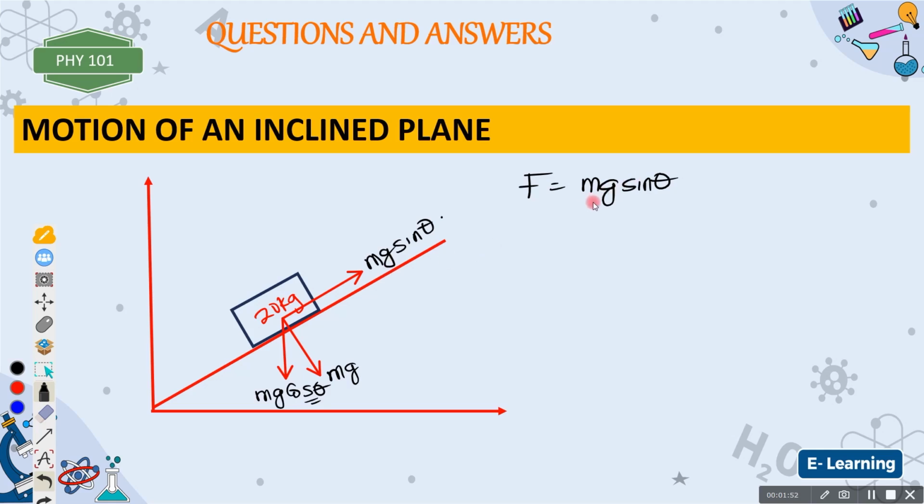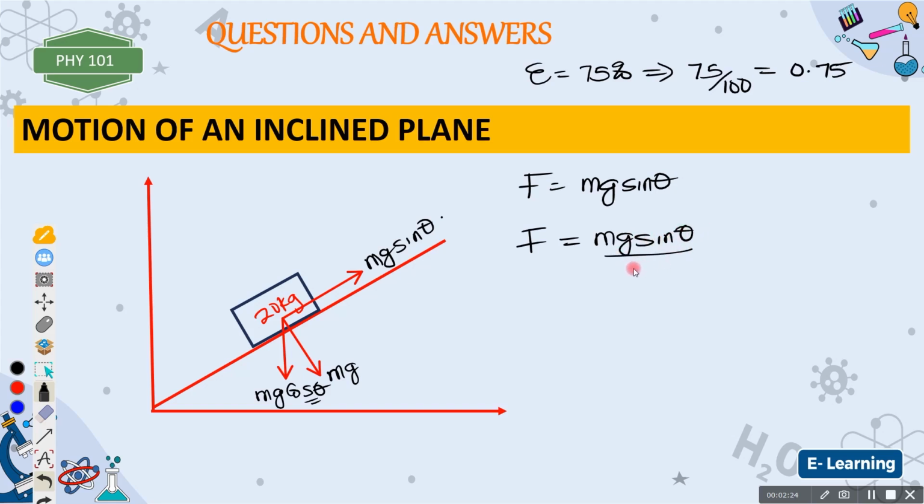However, efficiency was given to you. The efficiency is not 100%. The efficiency was given as 75%. So you have to convert this to a fraction, which should be 75 divided by 100. This will give us 0.75. Now to get the real force that will be required to push this body upward, F will be mg sine theta divided by the efficiency, which is 0.75.